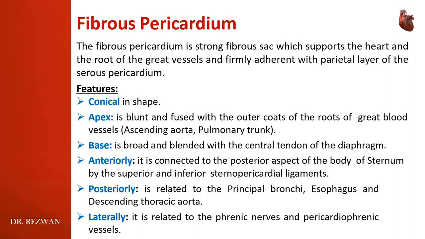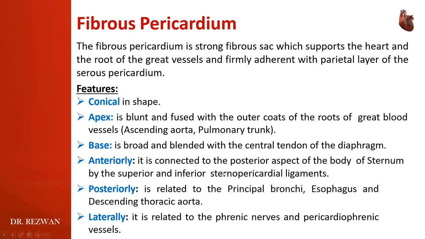It has an apex and a base just because it is conical in shape. The apex is blunt and fused with the outer coat of the root of the great vessels, like the ascending aorta and the pulmonary trunk. On the other hand, the base is broad and blended with the central tendon of the diaphragm. We will see a picture.